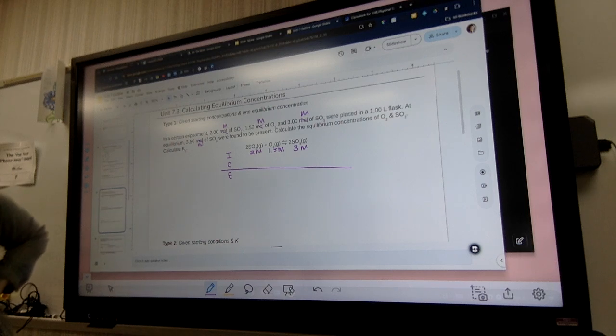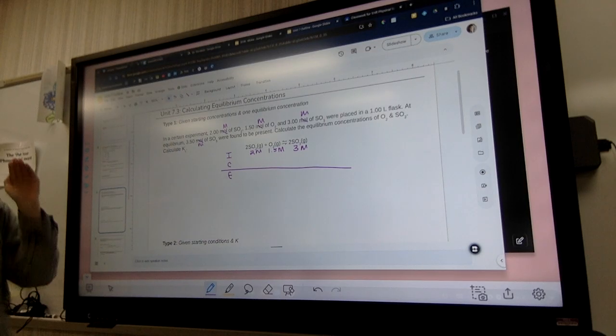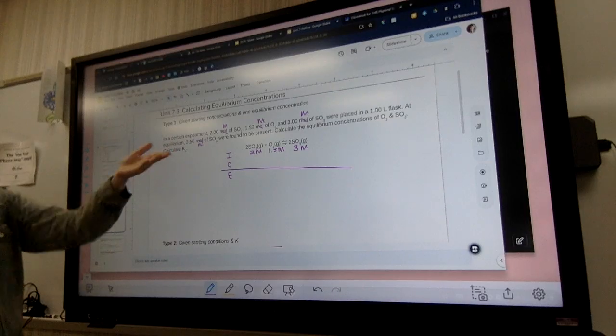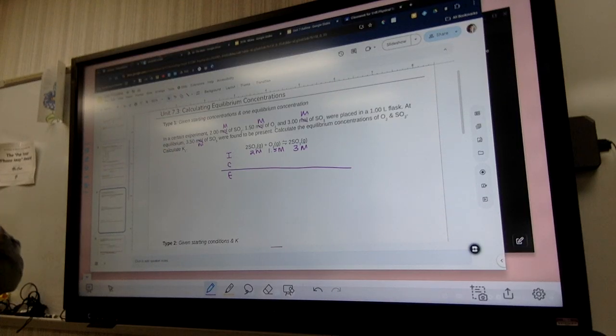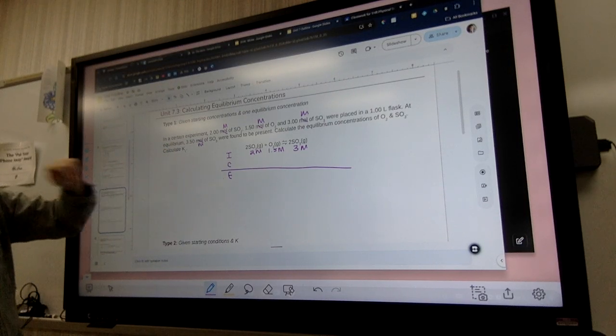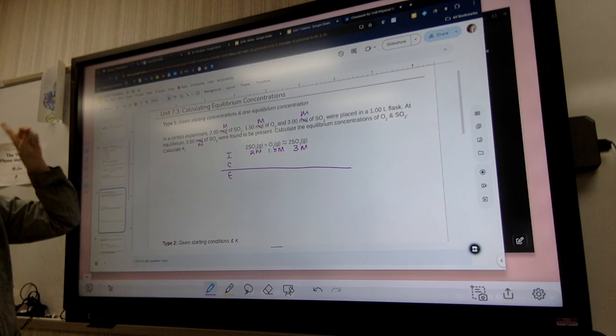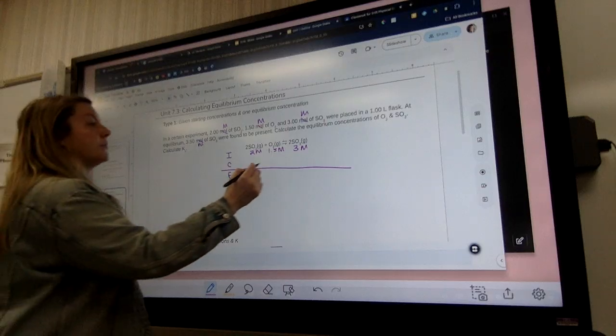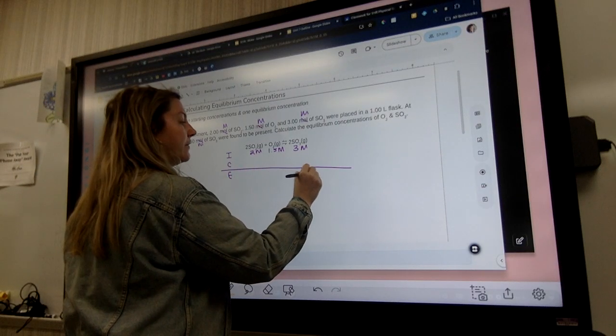If you have 0 as a molarity for any of your species, automatically that means that the reaction is going to move to that side because it's got to fill that 0 basically. But here we don't have 0, so we don't know which way it's going to go. So let's fill in our equilibrium concentrations. They told us that SO3 is going to have a molarity of 3.5.